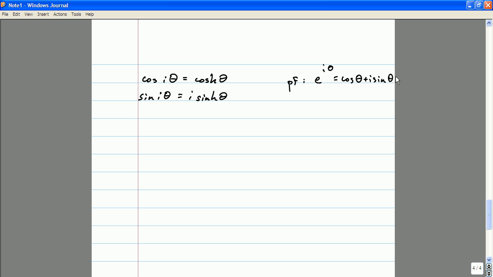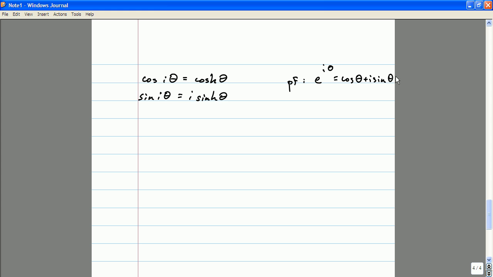If you haven't seen that identity, prove it. The easiest way to prove it is by using the Taylor series expansion for the left and the right-hand sides of this equation. This is one of the most remarkable equations in mathematics, and in particular, it allows us to understand the relationship between the geometry of Euclidean space and that of Minkowski space. So why do I say that?